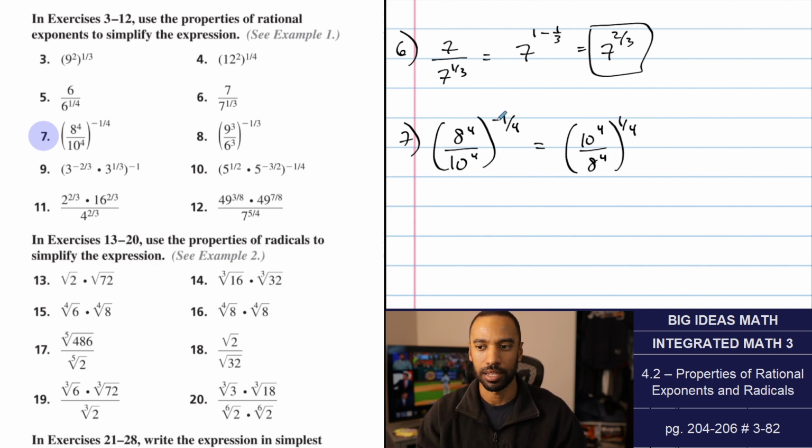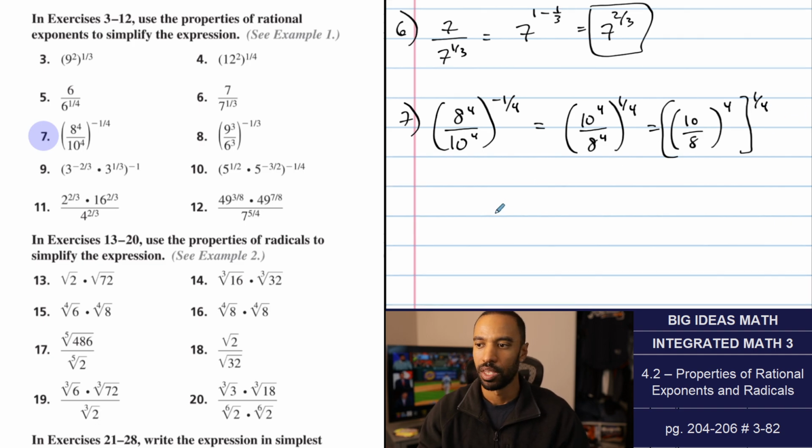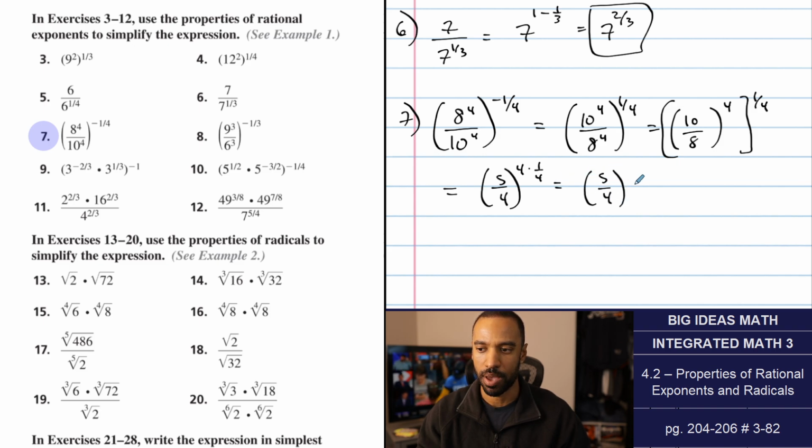I induced the negative into here and then flipped them. Now this is a positive exponent. Now, we're not looking to do 10 to the fourth and 8 to the fourth, not at all. But what we could do is reduce 10 over 8 if we did turn this into the fourth power as a whole, and that all is raised to the 1/4 power. That's an option. In which case, then 10 over 8 reduces to 5 over 4. And the 4 to the 1/4 power, like that, is also 4 times 1/4, which is 1. So 5/4 to the first power is 5/4. And there's the final result.